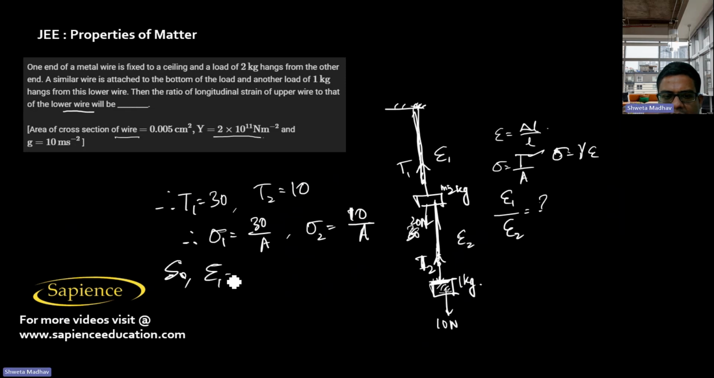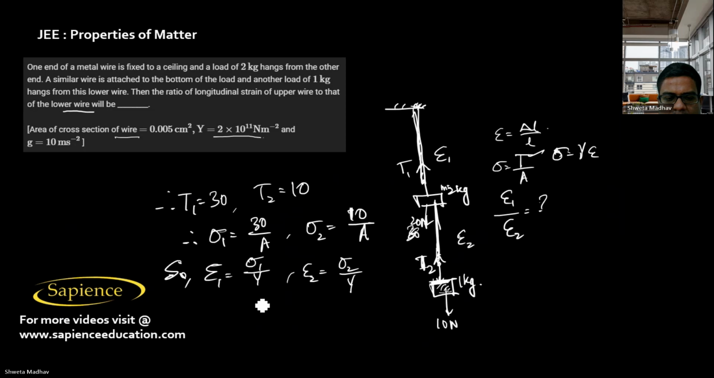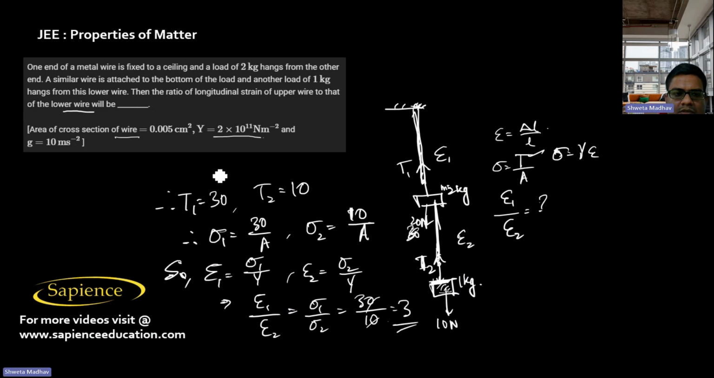Therefore epsilon 1 is sigma 1 by Y, and epsilon 2, which is the strain in the lower wire, is the stress in the second wire by the Young's modulus. So epsilon 1 by epsilon 2 will be equal to sigma 1 by sigma 2, that is 30 by 10, which is equal to 3. So 3 is the answer.